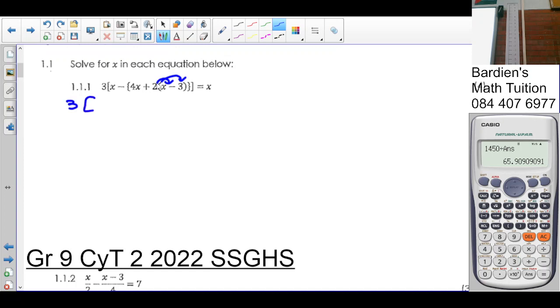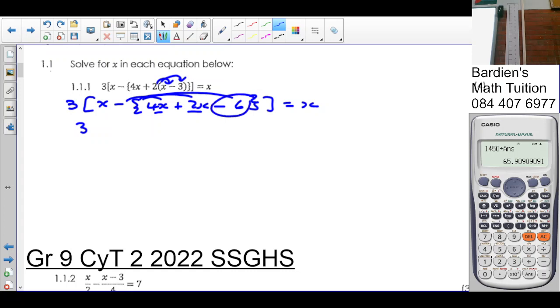So it's going to be 3 into x minus 4x plus 2x minus 6, equals x. Now, one of two things I can do here: either I add the like terms inside or I multiply the negative in. 2 times negative 3 is negative 6. You must remember that 2 times x is 2x and 2 times negative 3 is negative 6.